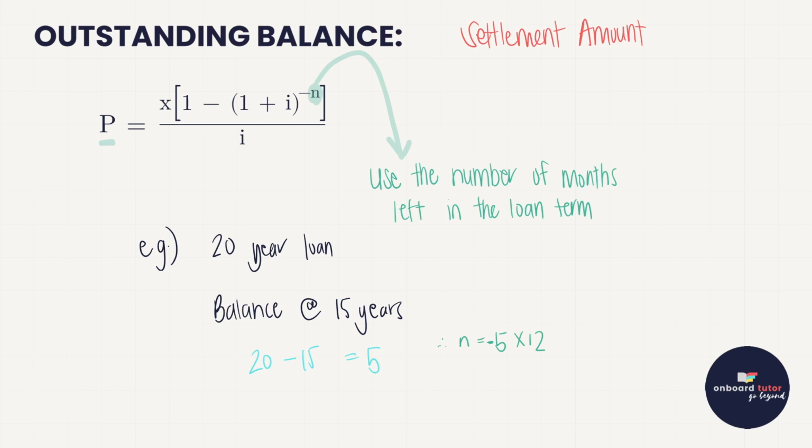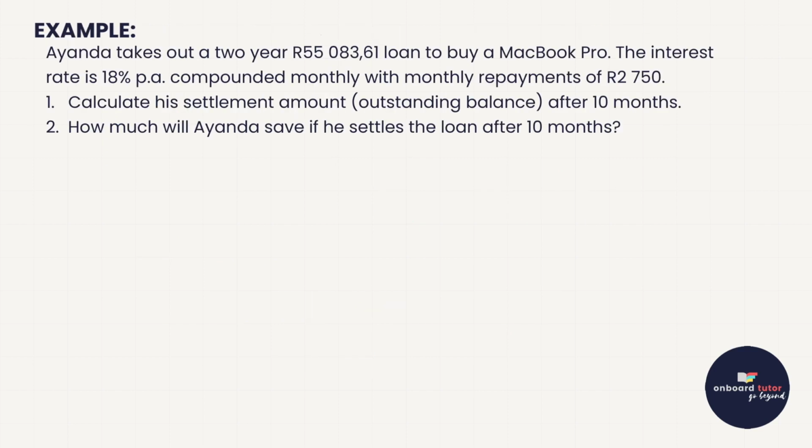The best thing to do, as always, is to jump into some examples and make sure that we understand this. So Ayanda takes out a 2-year loan of 55,083 Rand and 61 cents to buy a MacBook Pro. The interest rate is 18% per annum compounded monthly, and we've got some monthly repayments. Calculate his settlement amount, in other words, his outstanding balance, after 10 months.